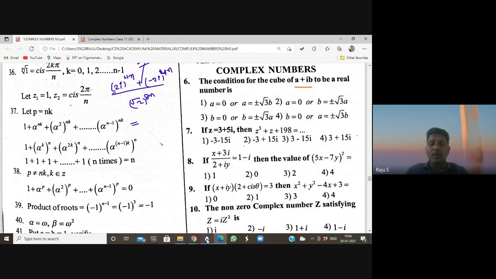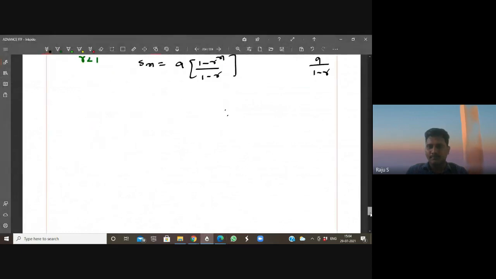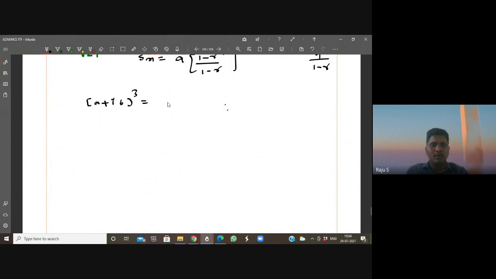Cube of a plus iota b. A plus iota b whole cube, you can equate to p plus iota times q. So here, what shall we do? We have to find the values of a and b. Cubing, a cube plus 3a square into iota times b plus 3a b square plus b cube, iota b whole cube is equal to p plus iota times q.